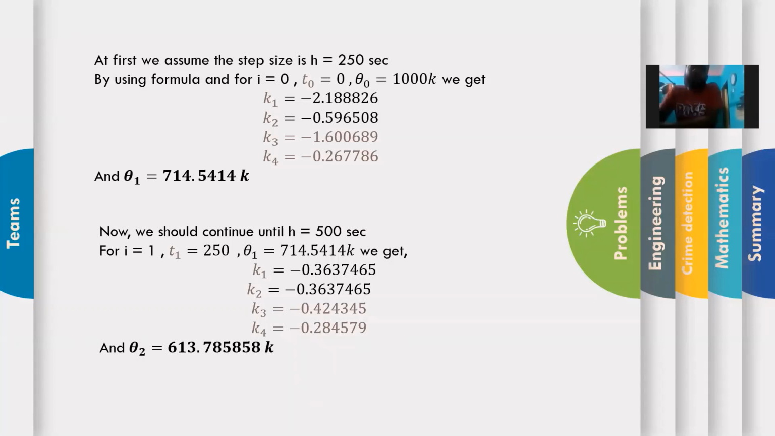And the next part is where h equals 500 seconds, the final step, and the parameters are i equals 1, t1 equals 250 seconds, and theta 1, which we got from the previous step, is 714.75414 Kelvin. We get the values of K1, K2, K3, K4, and theta 2, where the value is 613.785858 Kelvin. So finally we get the temperature after 500 seconds: the temperature of the ball is 613.7858 Kelvin.